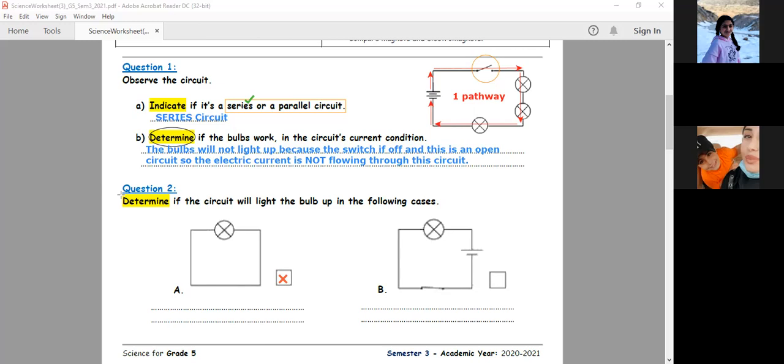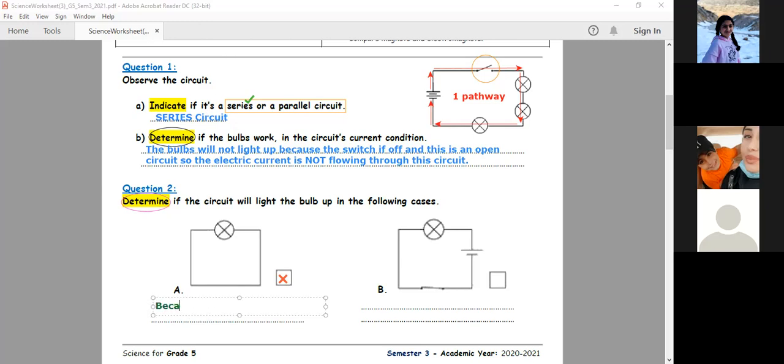Again, we have to tell why. As you said, excellent job. Because there is no source for the electrical energy. There is no electricity, meaning the light bulb will not light up. This is not a circuit. We cannot call it a circuit since there is no source for the electricity.